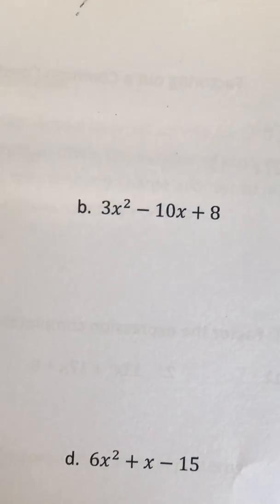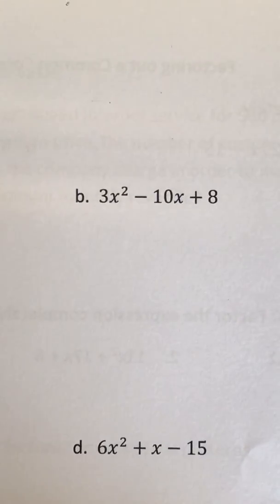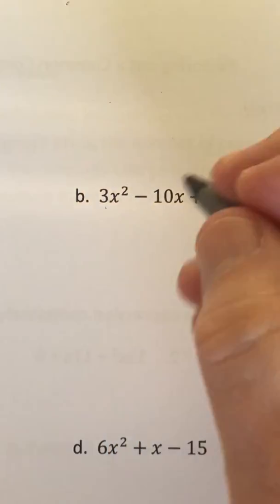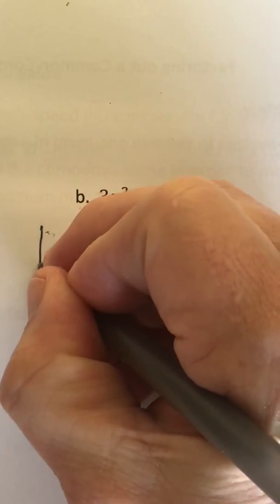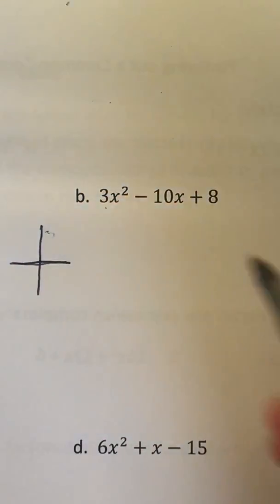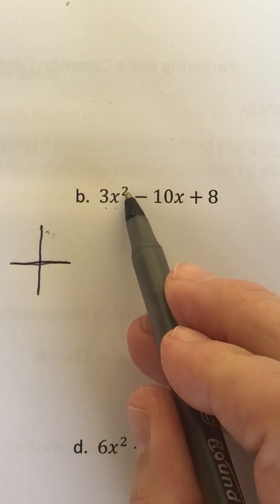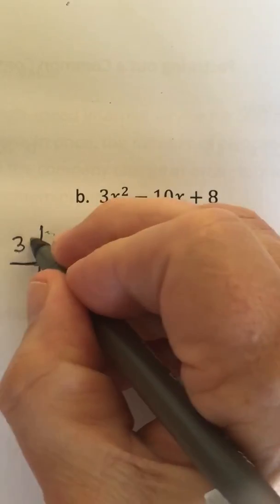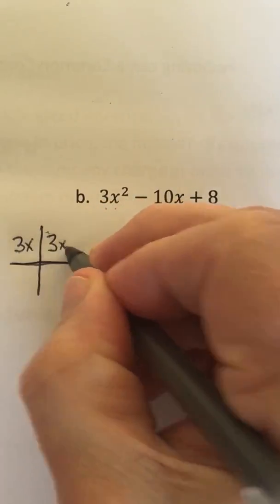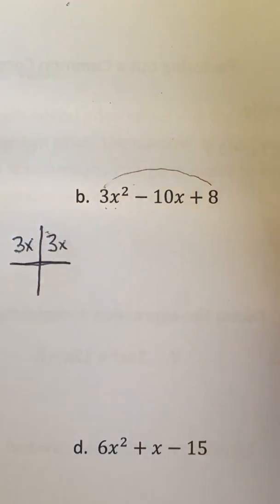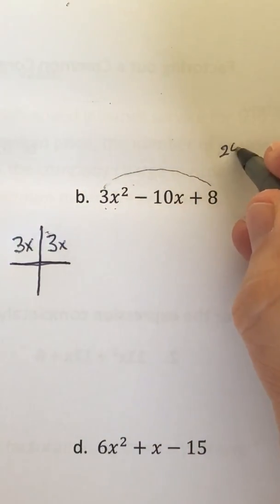All right, so now we're going to factor this one out. So again, we're doing B. We have a leading coefficient. So as soon as we see that leading coefficient, again, we're going to do our box. And we're going to take our first term, drop off the square. Again, don't bring the square with it, just the 3x, and write it in the top of each one. Then we're going to multiply first times last, which gives us 24.